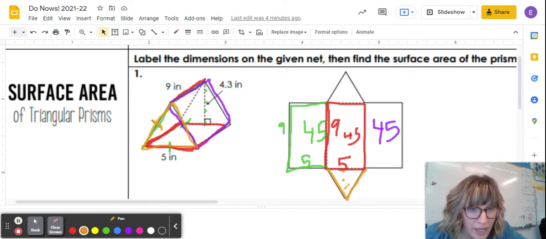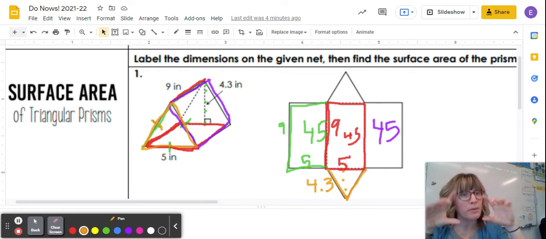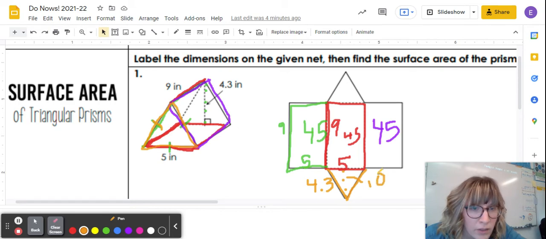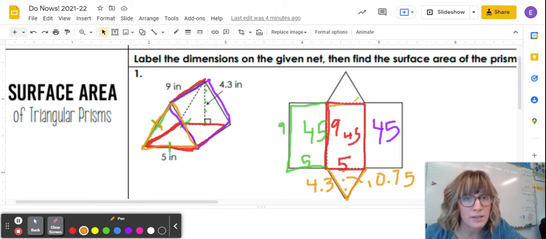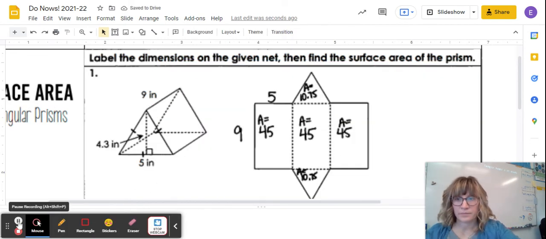So when we multiply 5 by 4.3 and then divide it in half, so you don't find the area of the whole rectangle around it, but you find the area of that triangle, we get 10.75. And these triangles are the same size. So we know that both of them will have a 10.75 square inch area. So if we clean that up a bit, there we go.